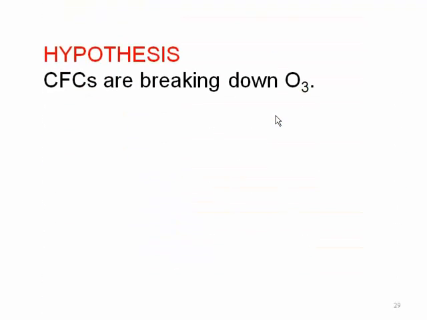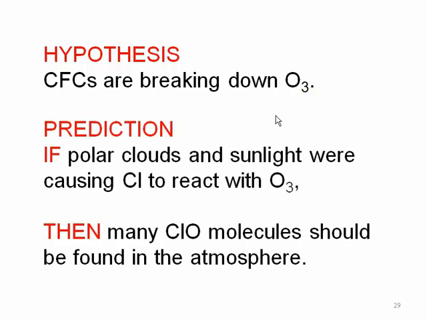So the hypothesis that was formed in a general sense was that the CFCs, through chemical reactions that interrupt the formation of ozone, are breaking it down and preventing it from reforming. A prediction was that if polar clouds and sunlight were causing that chlorine to react with ozone, then increased numbers of chlorine oxide molecules should be found in the atmosphere.